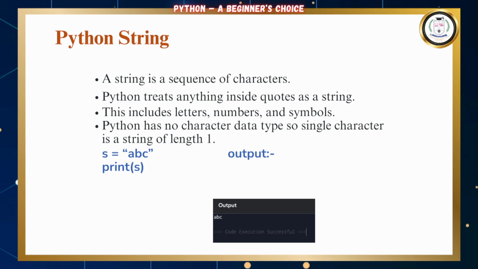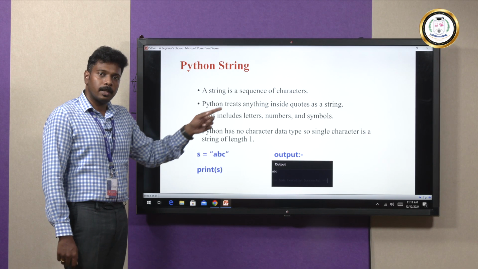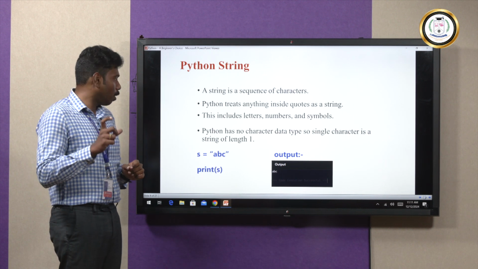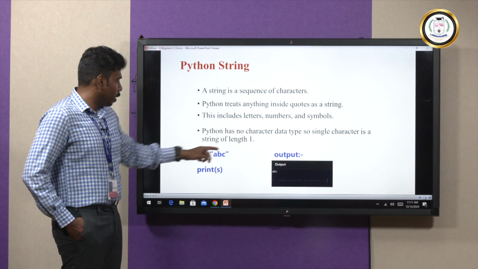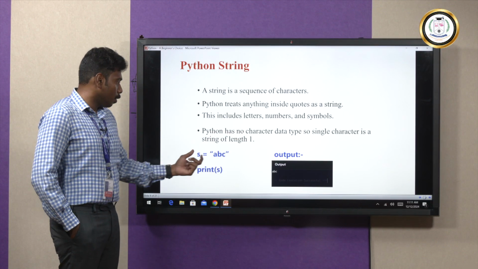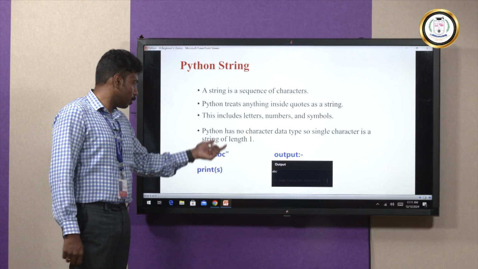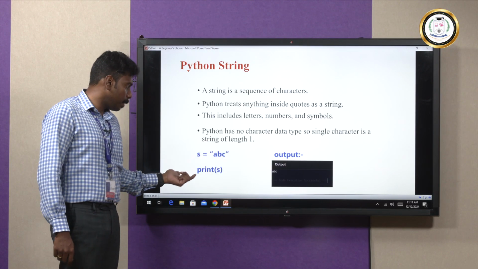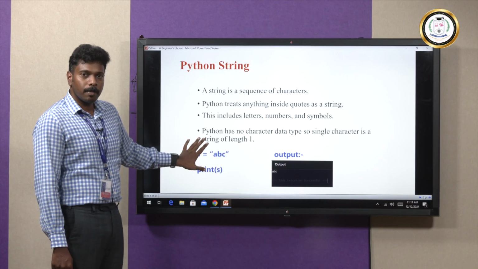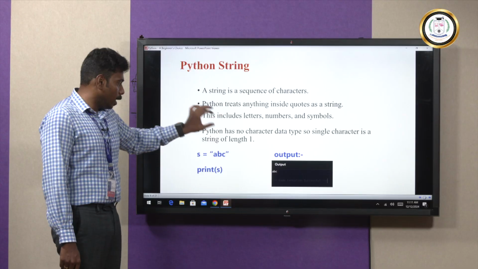Coming to the first one, Python string. We know that a string is a sequence of characters. Python treats anything inside the quotes as a string. It also includes letters, numbers and symbols. Python has no character data type, so a single character is always considered as a string of length 1. Here you can see that I have taken the input as s = "abc" inside the double quotes. So abc is considered as a string which is stored in the variable s. When I print and see, yes, you can see abc is displayed. So it is a very simple method of storing a string in a variable.